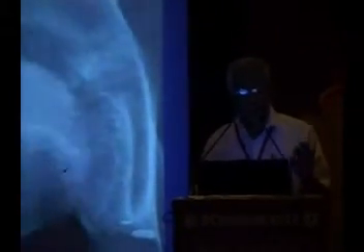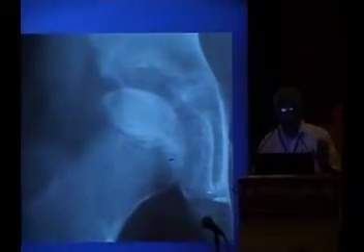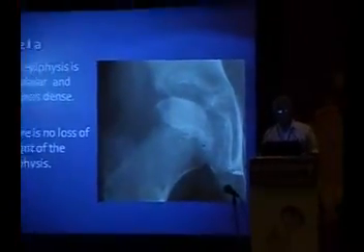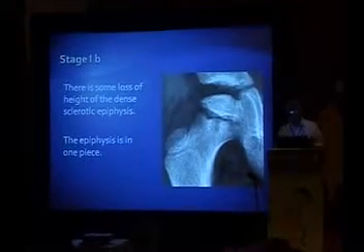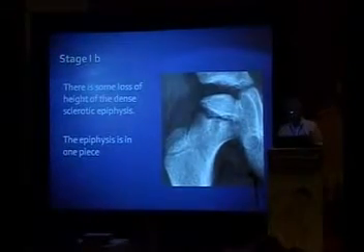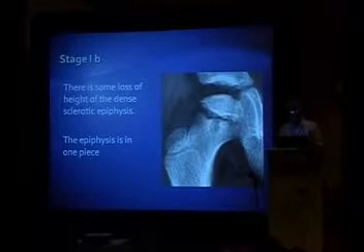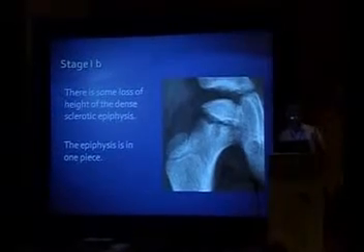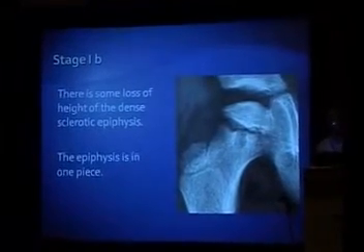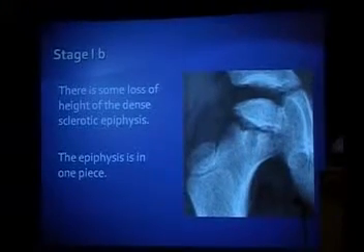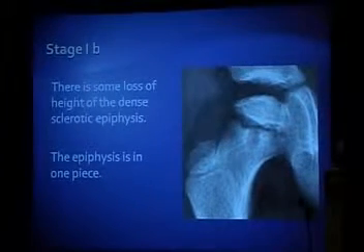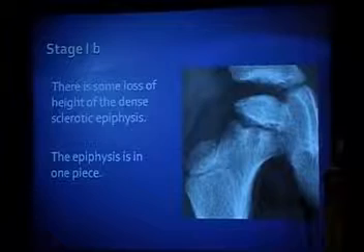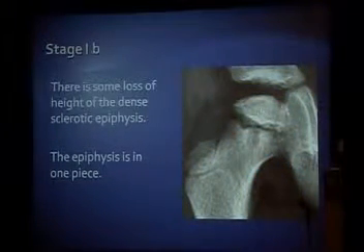In stage 1A, that is the early part of avascular necrosis, the avascular epiphysis appears dense. There is no loss of height of the epiphysis when you compare it to the normal side. In stage 1B, there's loss of height of the dense epiphysis. The epiphysis is in one piece on the AP and the lateral views. I've taken the liberty of only showing the AP views to avoid confusion. But to decide which stage it is, it's imperative that you take AP and lateral views, the frog lateral view or the Lowenstein view. But here I'm only showing the AP to avoid confusion.